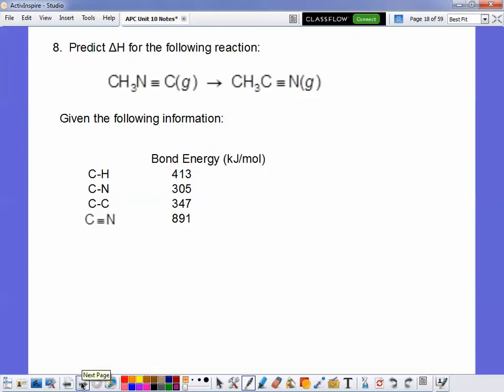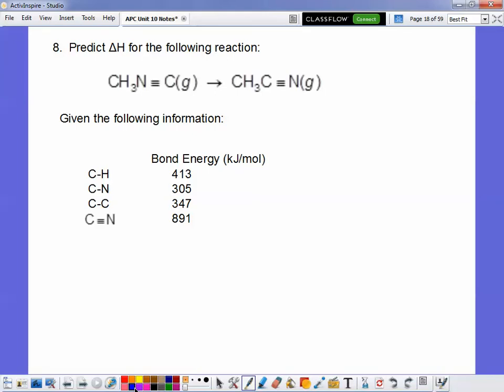We have this one, and in my next video, I will be reviewing how to draw Lewis structures. For this video, I'm just going to give you what the Lewis structures are, and in the next one, I will talk about how to draw them. So we have this reaction. We're not going to worry about the names. Those are two organic compounds.